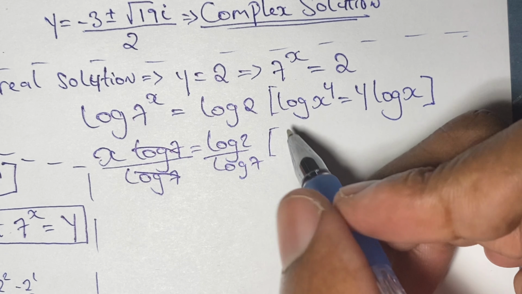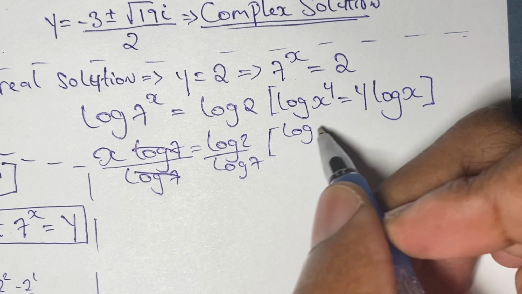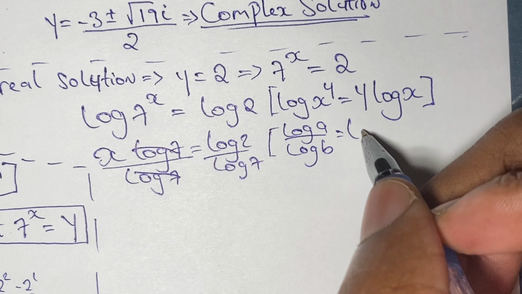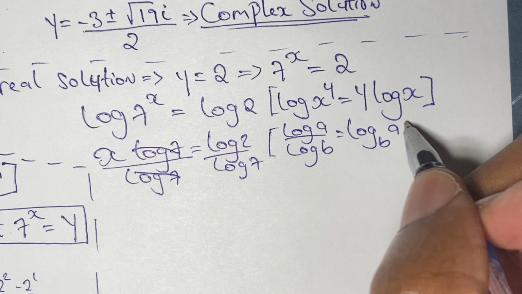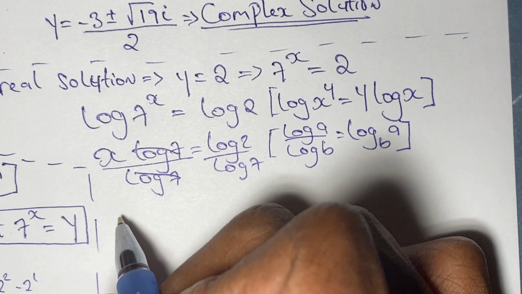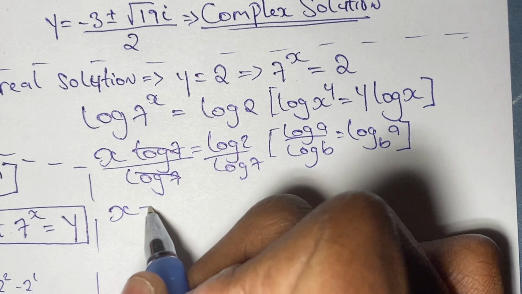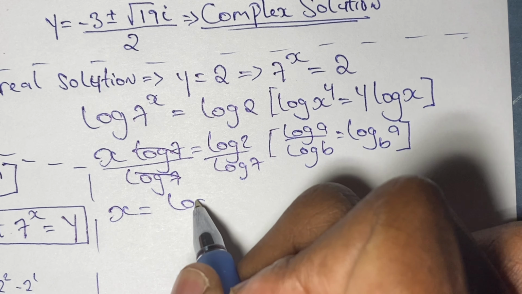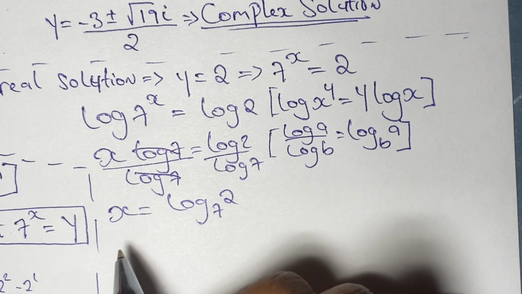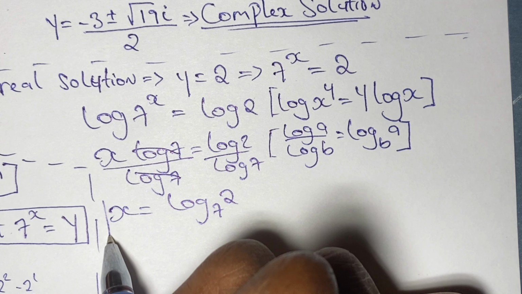But we can simplify this using a logarithm rule. So we'll have log a over log b is equal to log base b of a. So we'll be using this expression here to simplify for the value of x. So x then is therefore equal to log base 7 of 2. And this is our solution for x.